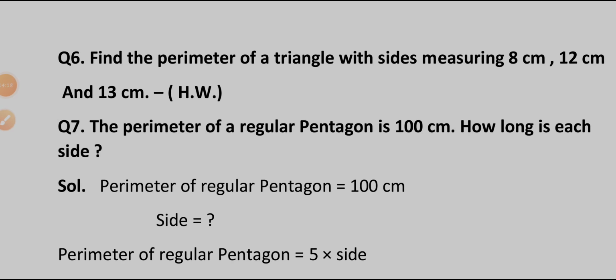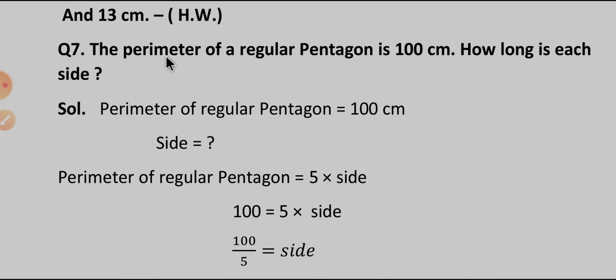The perimeter of a regular pentagon is 100 cm. How long is each side? Here you can see the perimeter is given, how much? 100 cm. So write according to the question. The perimeter of a regular pentagon is 100 cm. How long is each side? It means we have to find the value of the side.